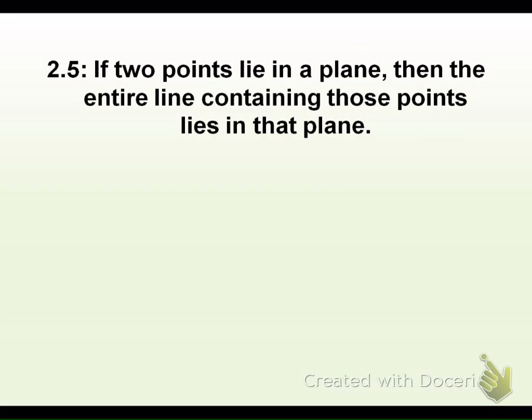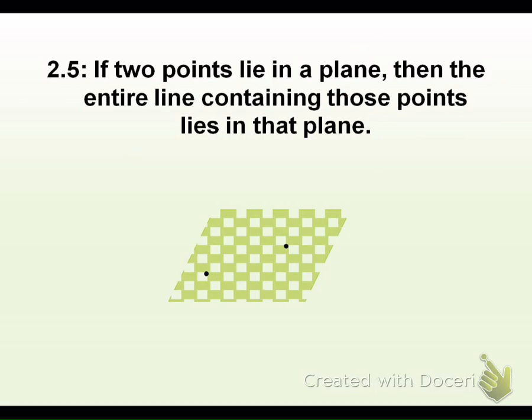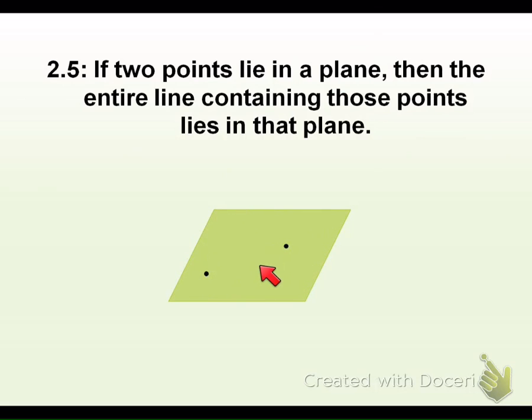And then 2.5, if 2 points are in a plane, then the entire line that contains those points is also in the plane, right? If I have 2 points and they're part of a plane, then the line that goes through those 2 points is also part of the plane, right? That makes sense. If the 2 points are in the plane, the line that goes between them is in the plane.